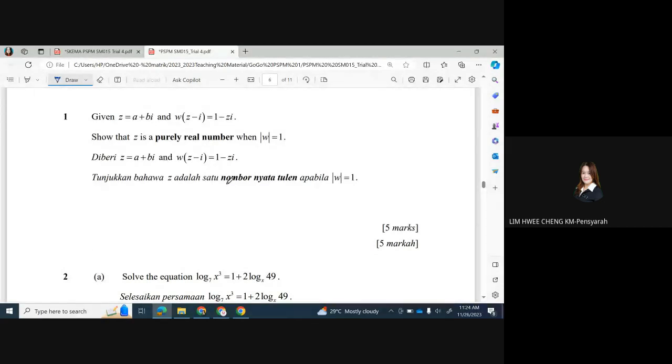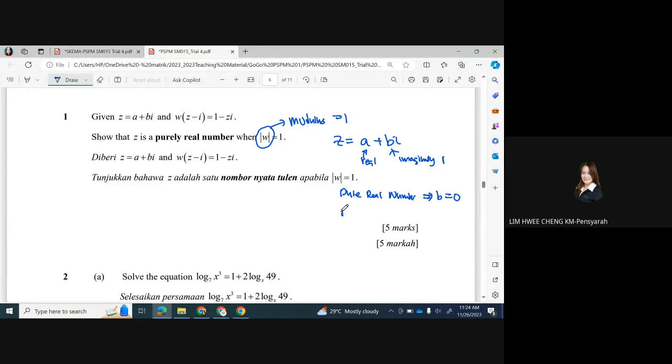Given that Z and W are like this, show that Z is a purely real number when the absolute value of W equal to 1. Absolute here actually means modulus. So show that it is a real number. When we have a complex number, if it is a purely real number, this is the real part and this is the imaginary part. So if it is a pure real number, then its B is zero.